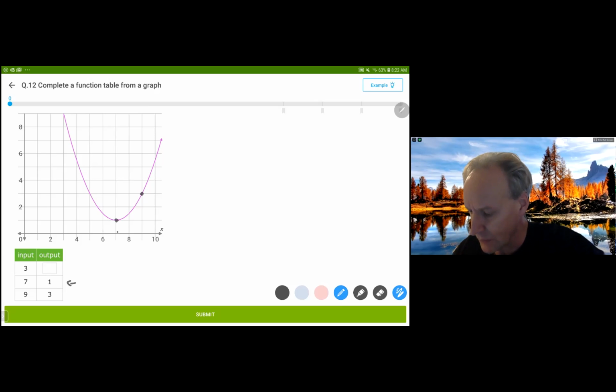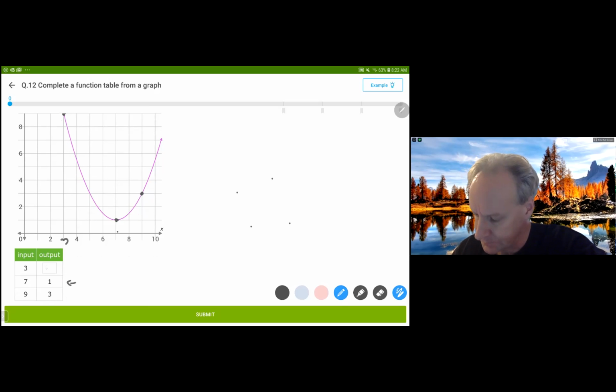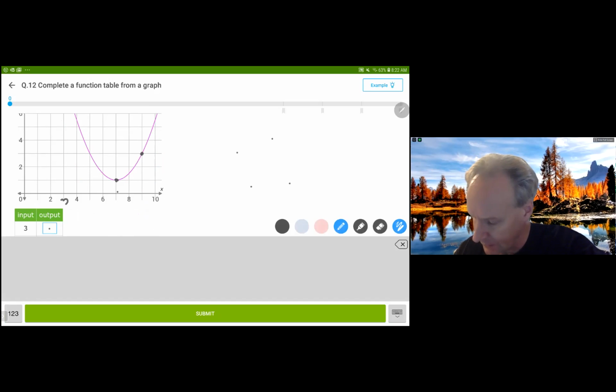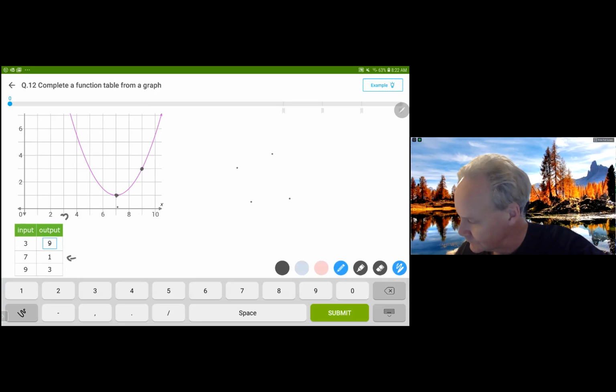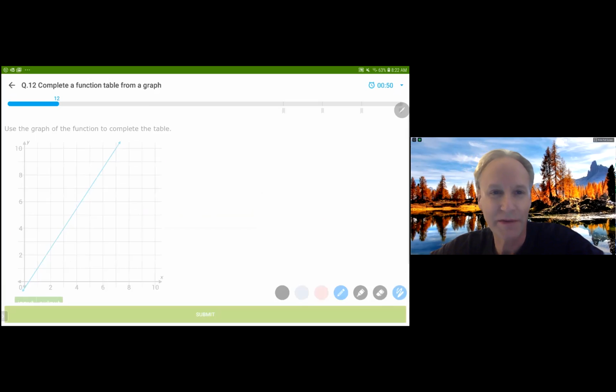And they ask us what value on this graph is represented by the 3, which is right there. So you have to go up to where it's at. It looks like it's at 9. It's right there at 9. So we're going to put in the 9. Let's see what else they got for us.